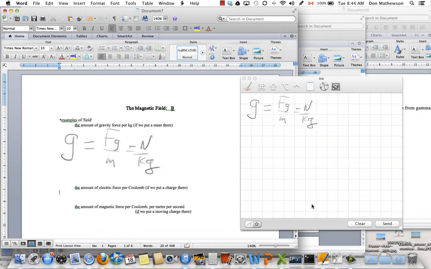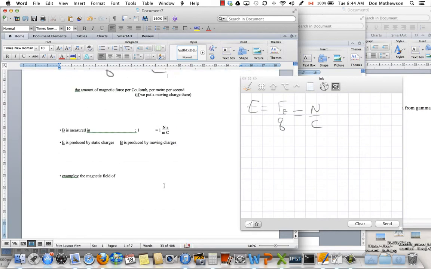The second is, and we just recently talked about this, the electric field. That's the electric force per coulomb, so that's in newtons per coulomb. And now finally, a third field, the magnetic field. B is the unit for magnetic field intensity.